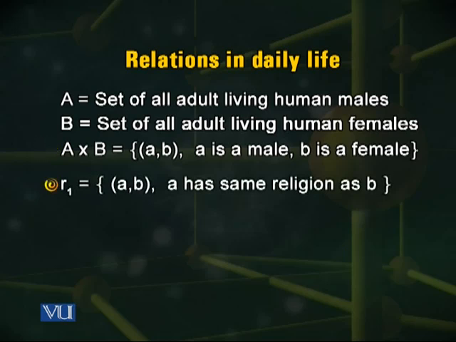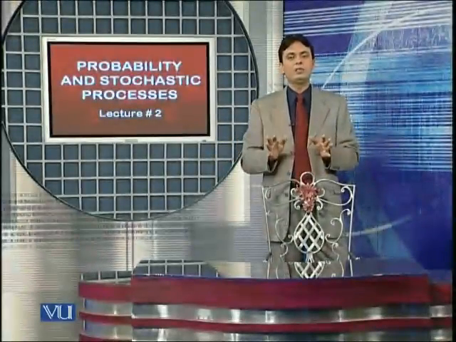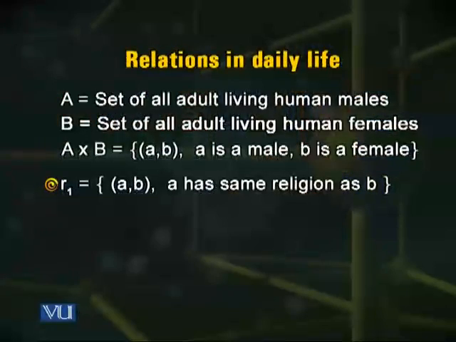The first subset, the first relation is R1, which is all those pairs of living adult human males and females such that the male is of the same religion as the female. So for a given male, the relation contains all the females who are of the same religion. This relation also contains quite a large collection of pairs. For one particular male, there may be millions of females who share the same religious faith.